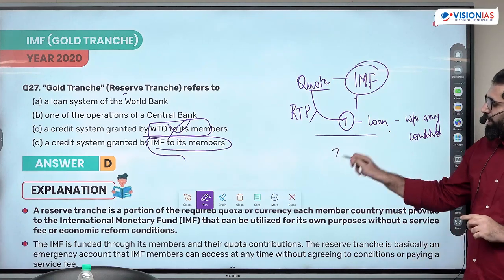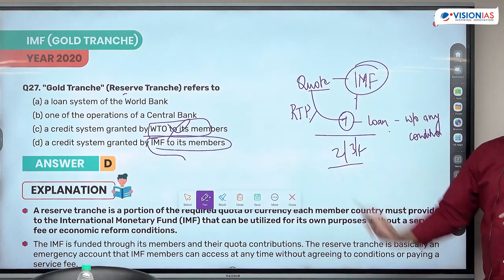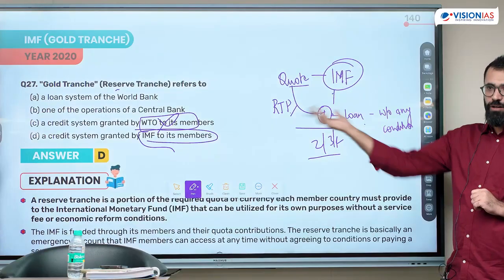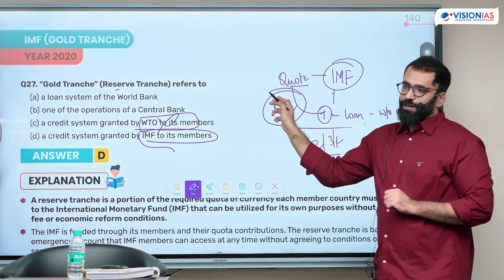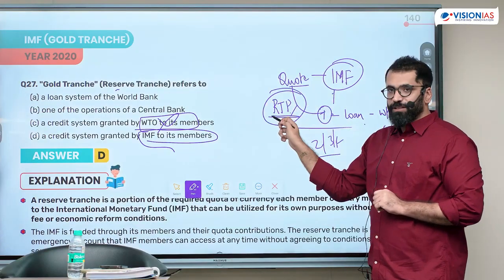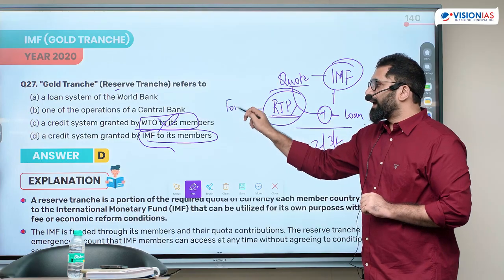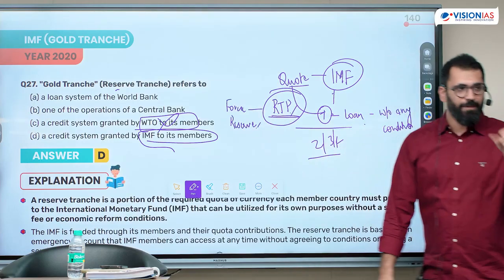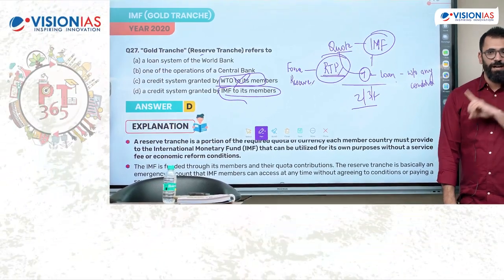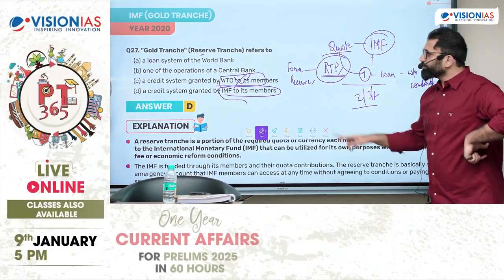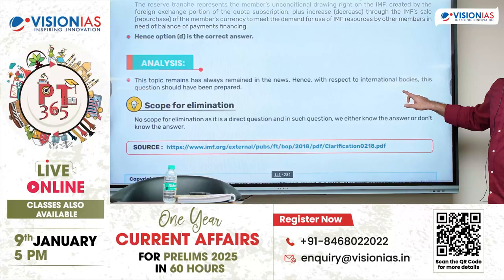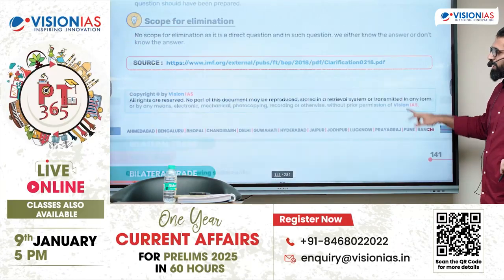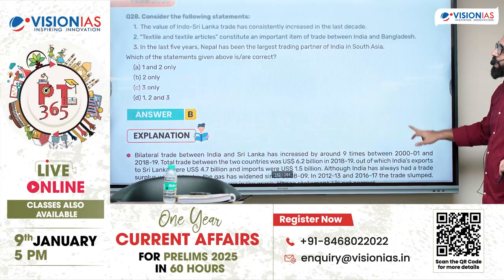After this, whatever you take in the second, third and fourth tranches will have conditions. This money which you can take without conditions is your contribution, the reserve tranche position. This is why the reserve tranche position is also counted as a country's foreign exchange reserve, because it is your money kept with the IMF. It's part of your reserve. It's just another name, the same thing.